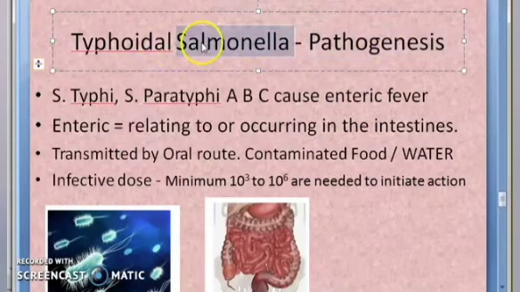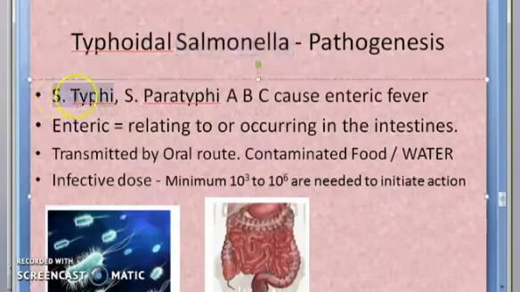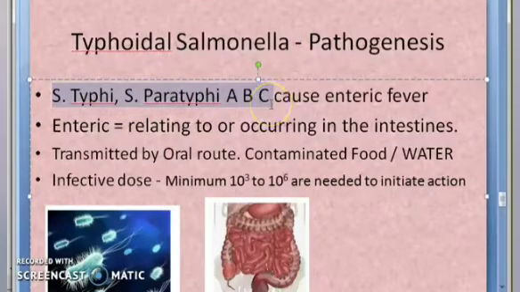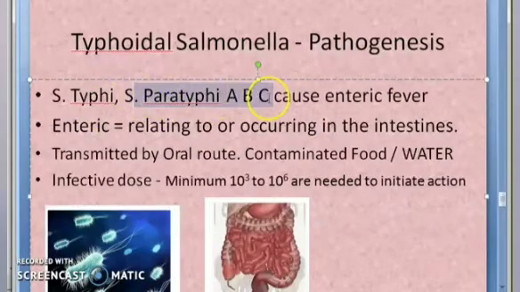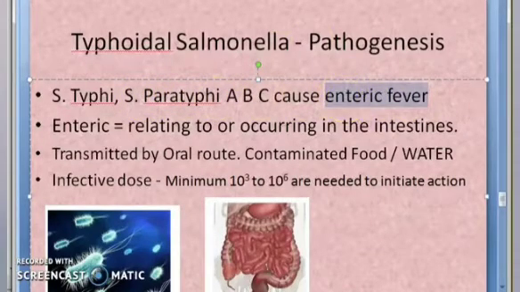Pathogenesis of Salmonella typhi. Whenever we are talking, we usually talk about these four only. So don't think that it is the entire Salmonella we are talking about. We are talking only about the enteric fever causing Salmonella, that is Salmonella typhi, Salmonella paratyphi A, B and C. All these will cause enteric fever.